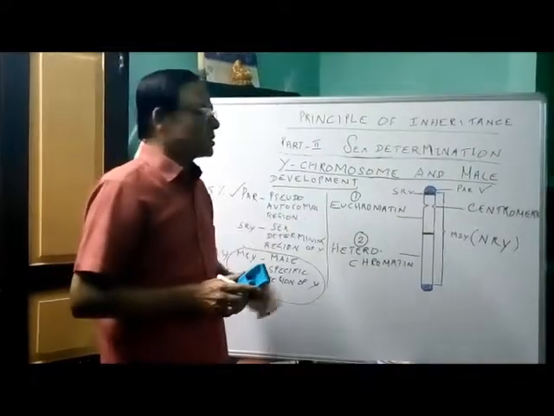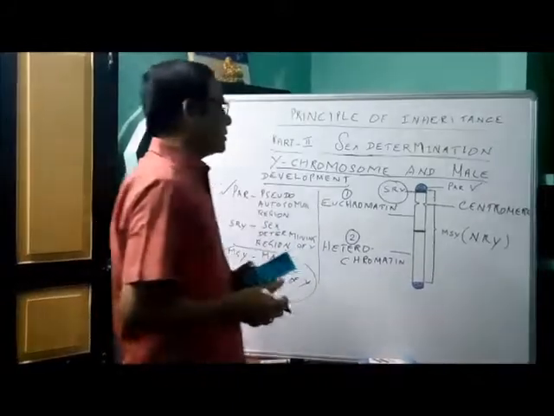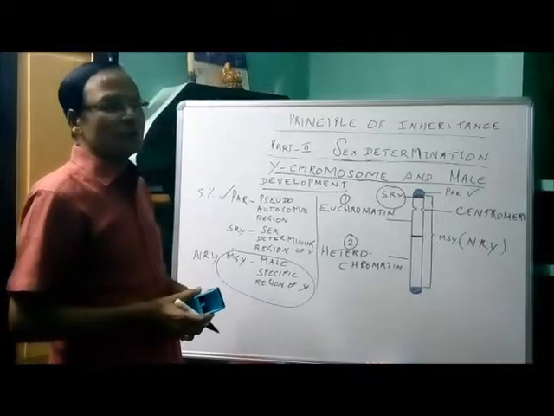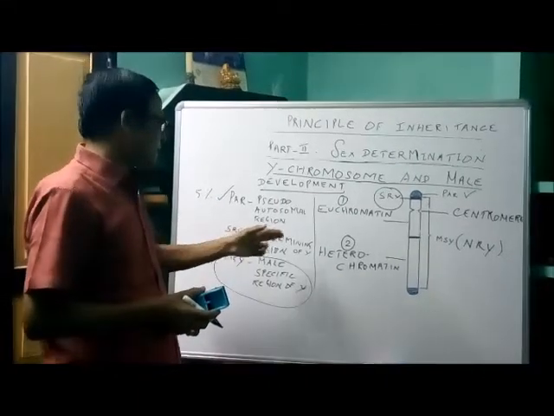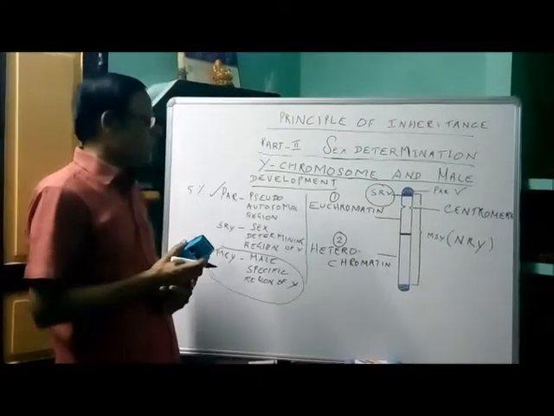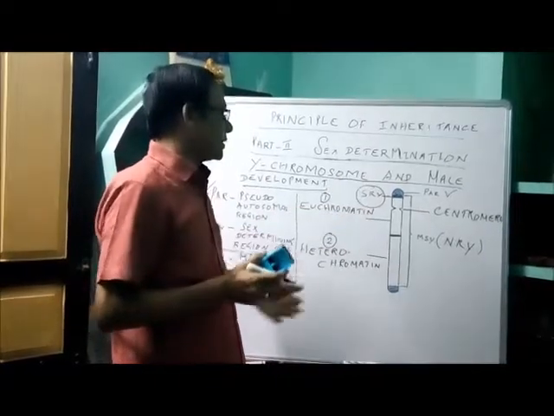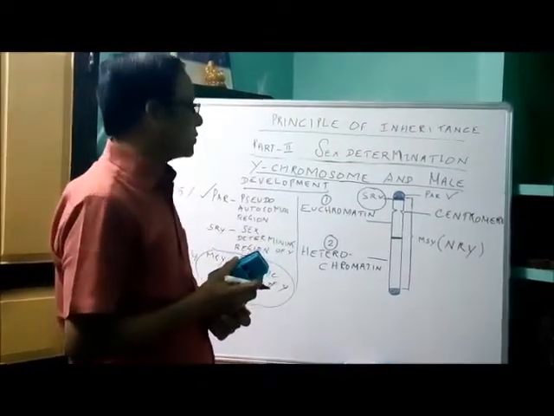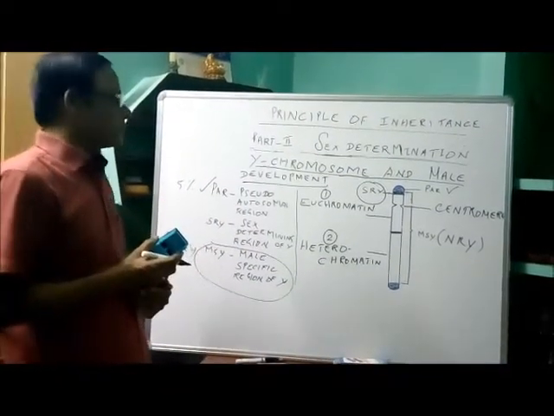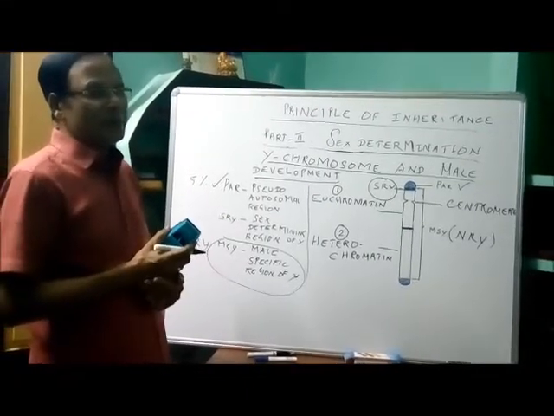Now within the euchromatin there is a region I mentioned, SRY. The expression of this SRY region decides the male sex, so it is called the sex determining region of the Y chromosome. It is present within the euchromatin, towards one end, just behind the pseudoautosomal region. This SRY region is responsible for the development of the male characters.